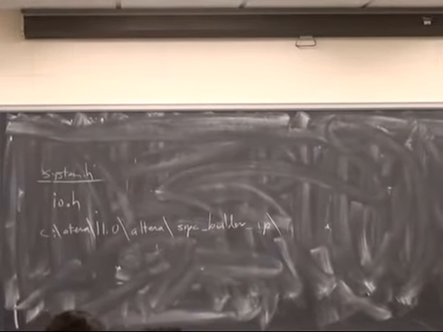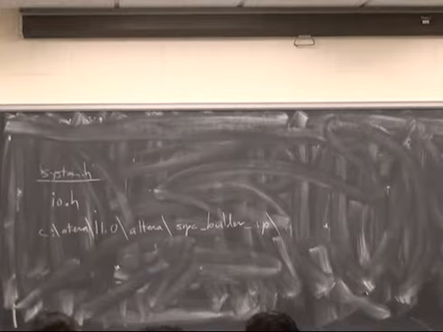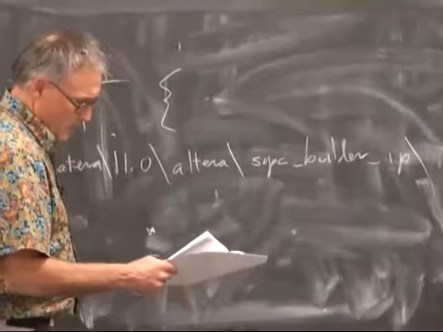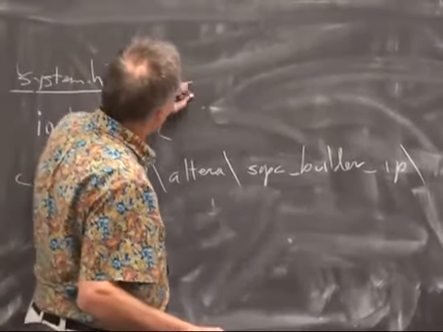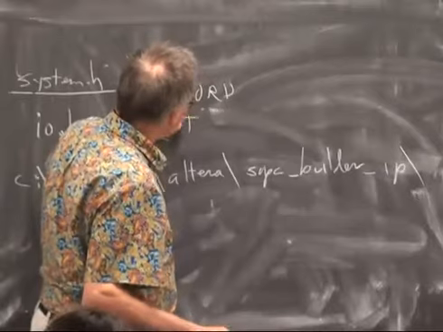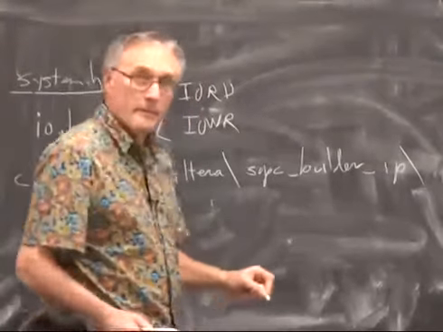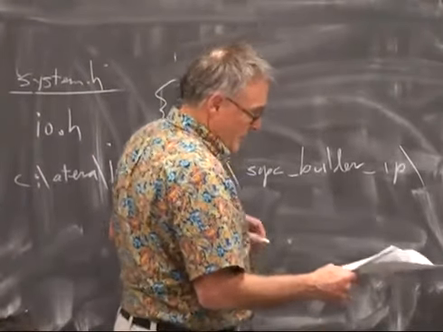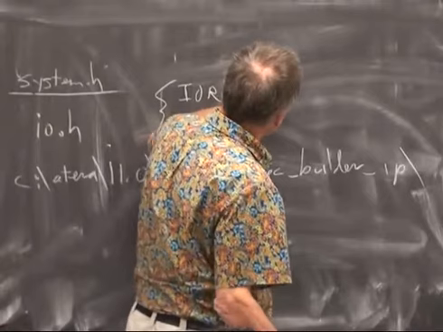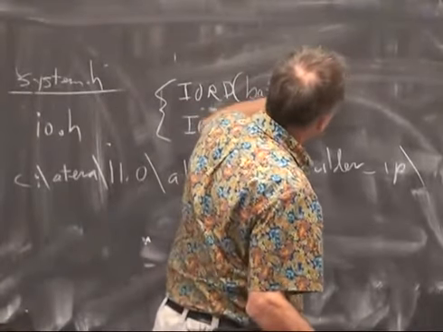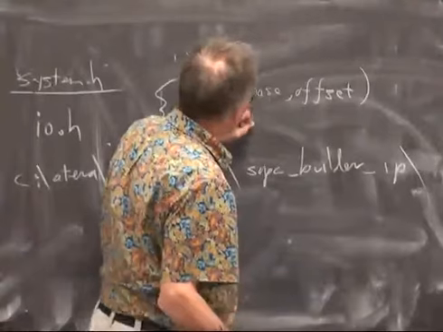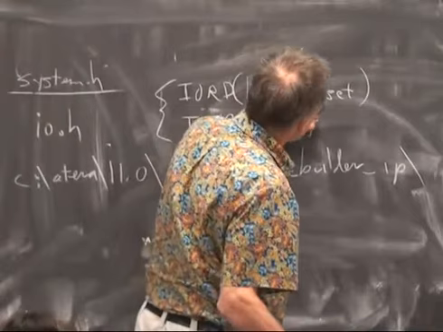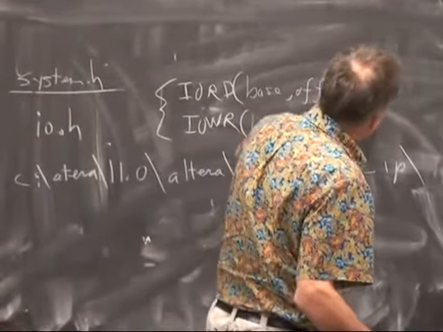io.h has two critical routines in it that you can use. One is IO read, and the other is IO write. IO read takes as parameters a base address and an offset. I'll explain what those are in just a minute. And IO write takes a base address, an offset, and a value.